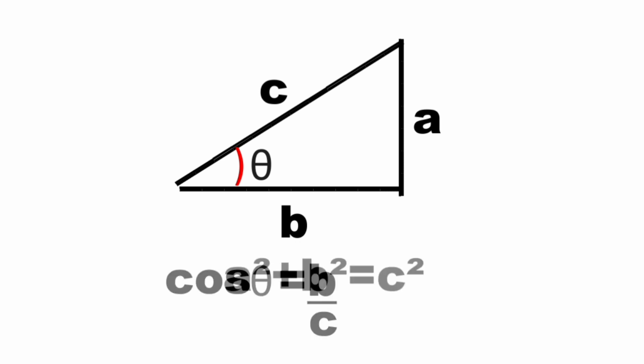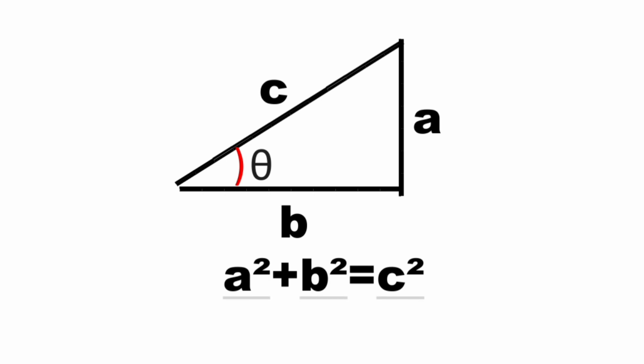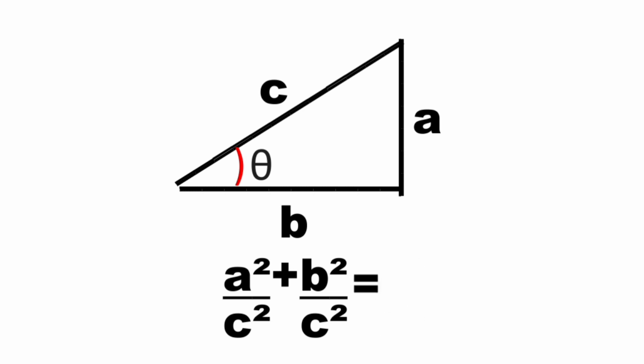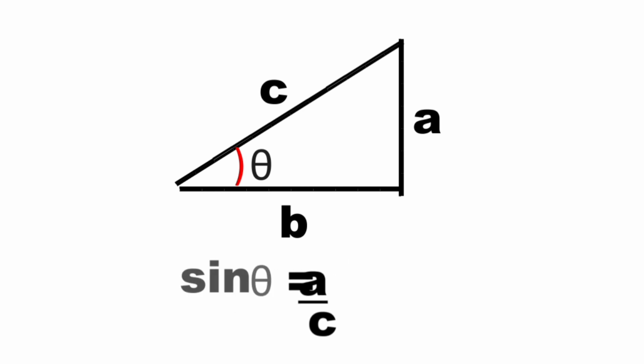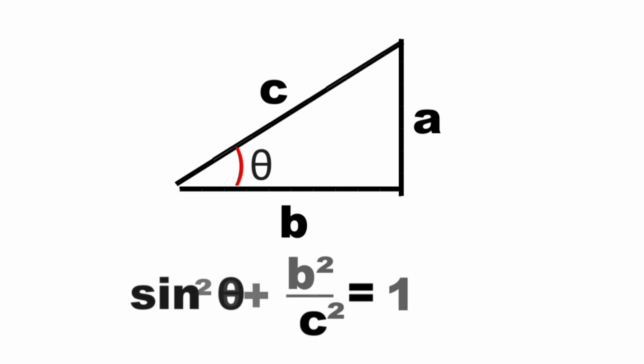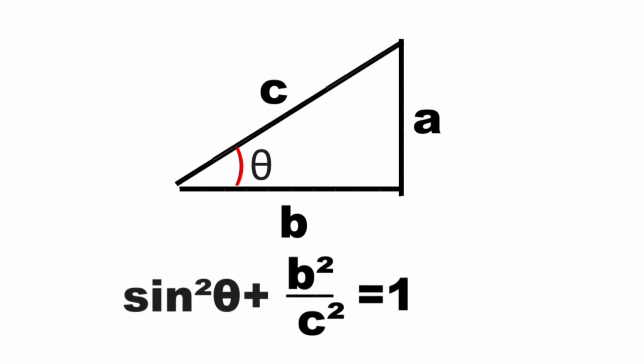Back to the Pythagorean formula, A squared plus B squared equals C squared. Dividing each term of both sides of the equation by C squared, we have A squared over C squared plus B squared over C squared equals 1. Note that sine theta is equal to A over C, so for A squared over C squared, we can substitute sine squared theta.